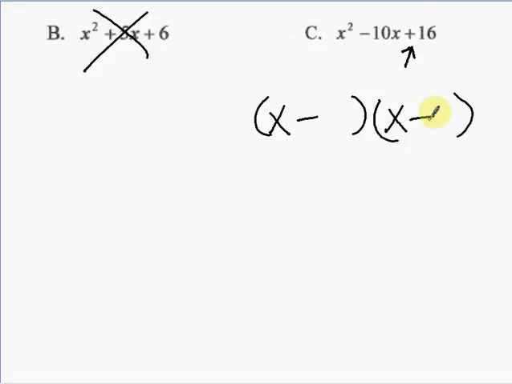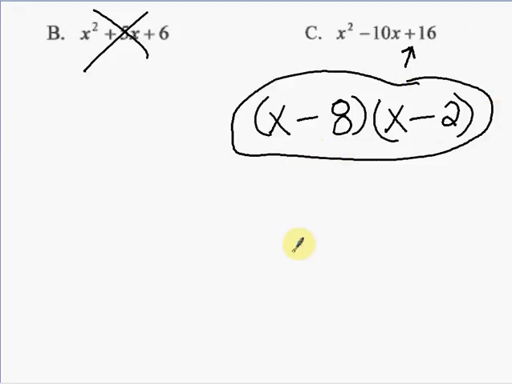And now we need two numbers that multiply to give you 16, but add to give you negative 10. And if you guessed that those two numbers were 8 and 2, or you can think of it as negative 8 and negative 2, you would be correct. So the quantity x minus 8 times the quantity x minus 2 would be the answer. And again, you could multiply to check to see that you had the right thing there. Alright, let's go on here.